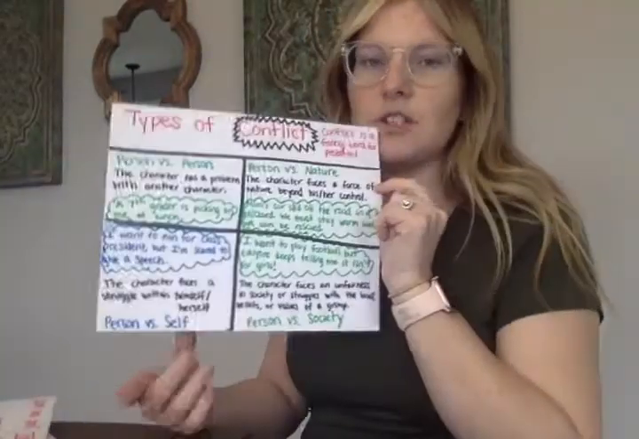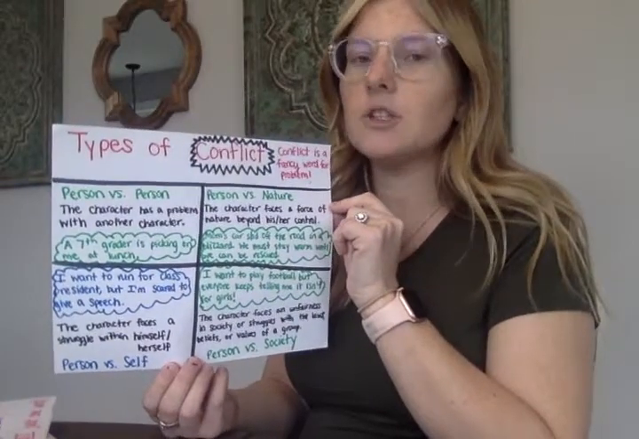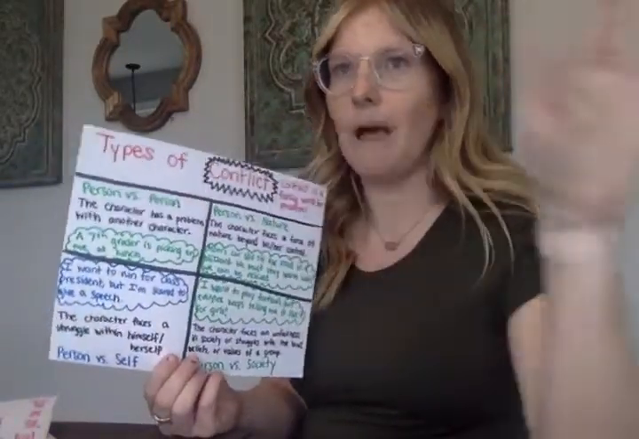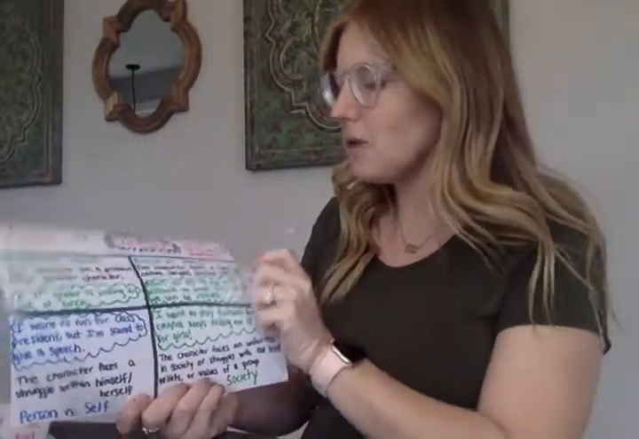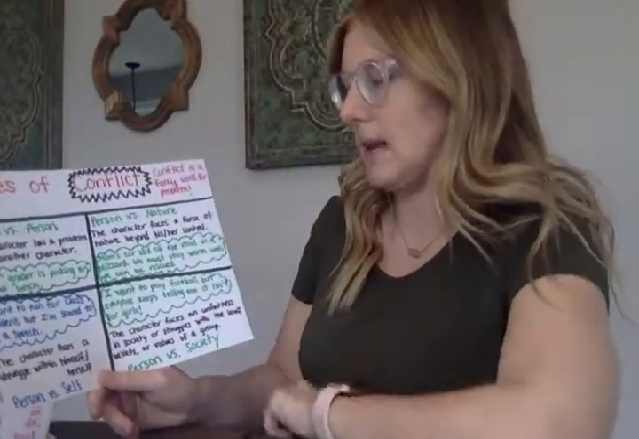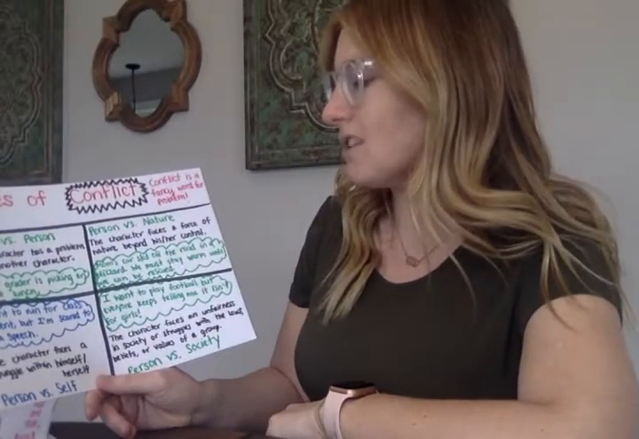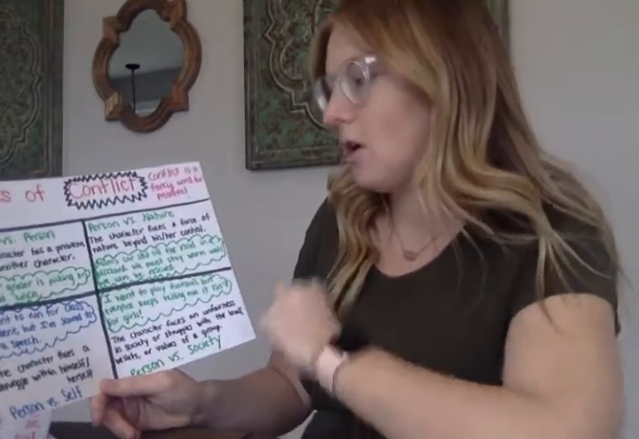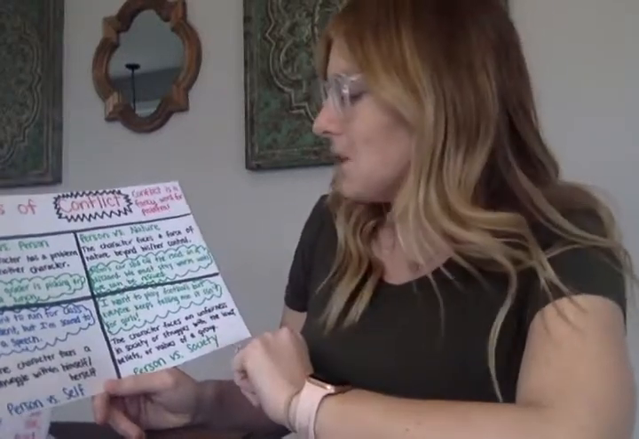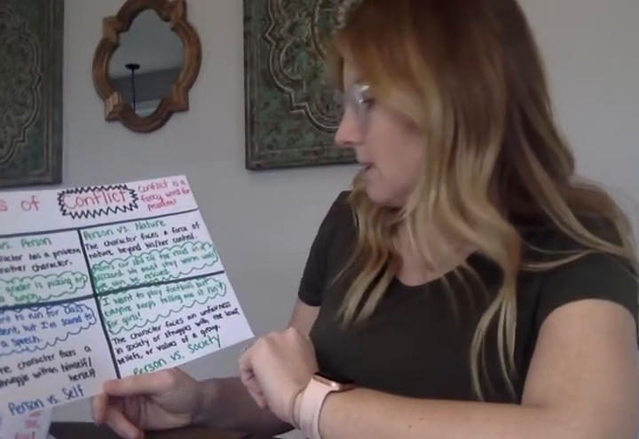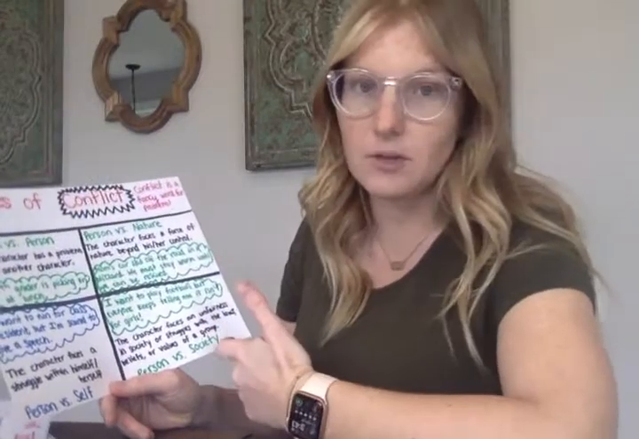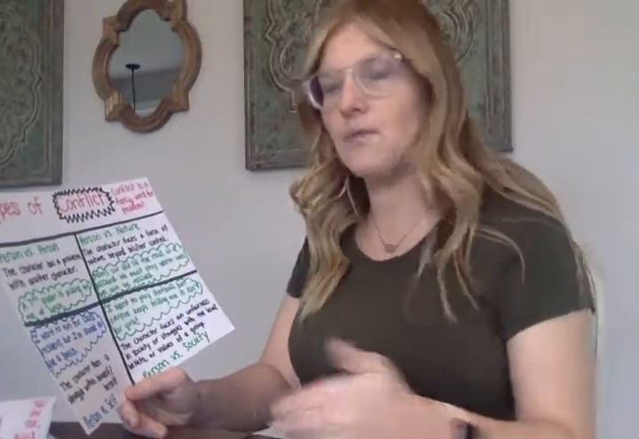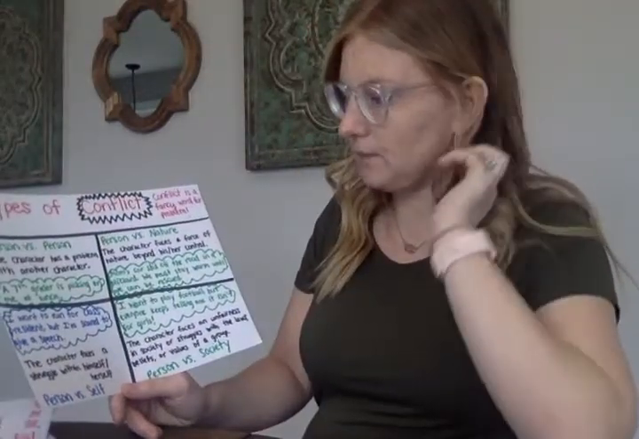Then we have person versus nature. A lot of our I Survived books, that's on the back left of my library, are going to be your person versus nature. It's where the character faces a force of nature beyond his or her control. Here's an example. Mom's car slid off the road in a blizzard. We must stay warm until we can be rescued. The car slid off the road, they have to shut the car off to save gas, and so they're sitting there freezing. The problem was the weather. Can they control the weather? No. So, person versus nature.